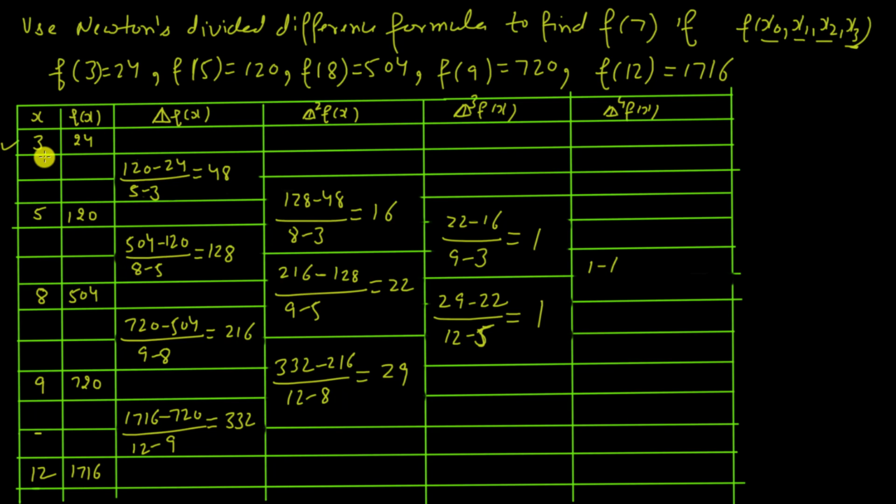So it is fourth. So leave now 3. Start from 3, leave 3 values in between. 5, 8 and 9 are left. It will be 12. So it will be 12 minus 3. 0 by anything is 0. So now we have completed the Newton divided difference table.